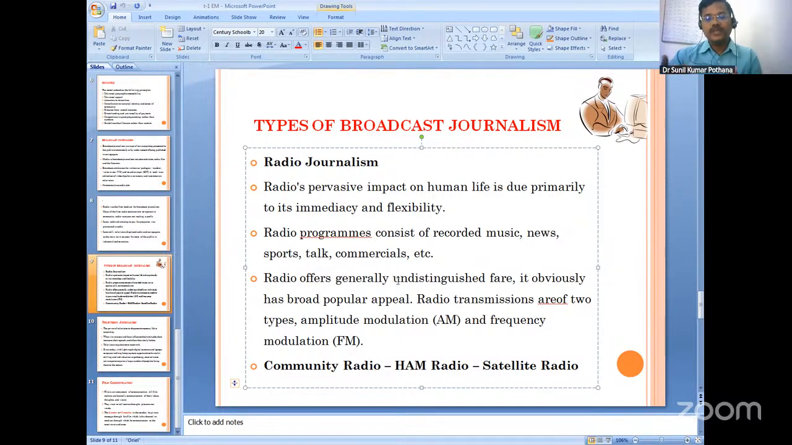Now we have new gadgets like smartphones, mobile phones. So ham radio, satellite radio do not require any particular instrument. Over the smartphone, we can listen to satellite radio. But now what happened? The power of satellite radio and ham radios may have reduced.